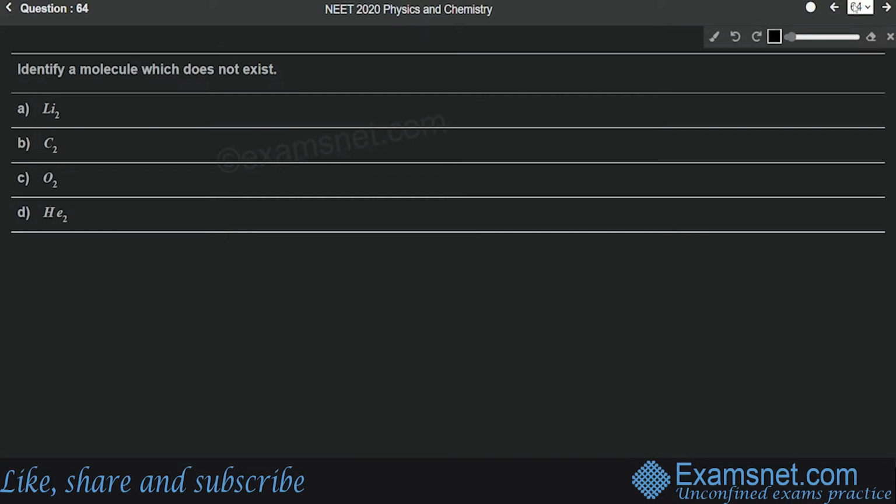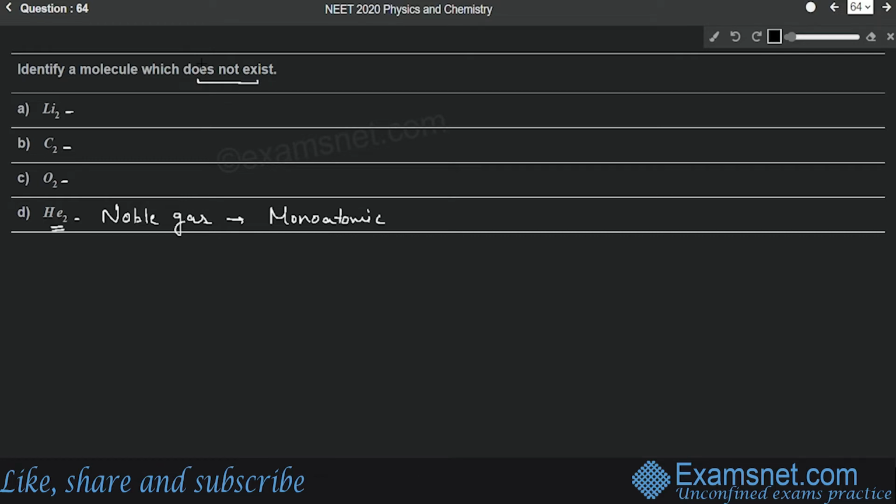Alright, now question number 64 is from the chapter Chemical Bonding and Molecular Structure, and the question is: identify a molecule which does not exist. Options are lithium molecule, carbon molecule, oxygen molecule and helium molecule. Here we can use our common sense to answer this question. We know that helium is a noble gas and noble gases do not form compounds, therefore these are monoatomic, not diatomic. So helium molecule is not possible.